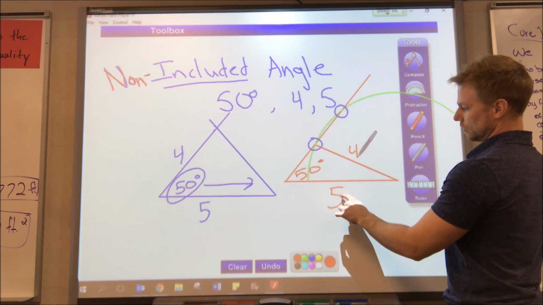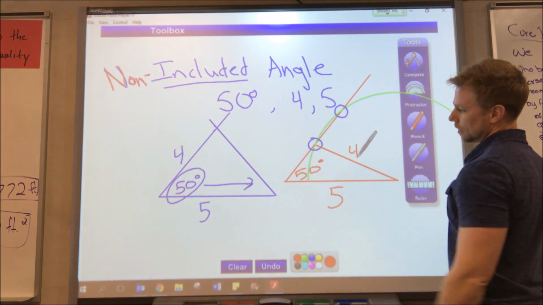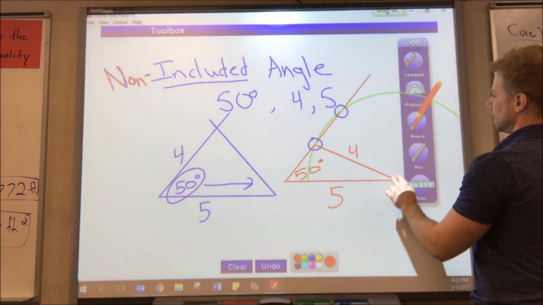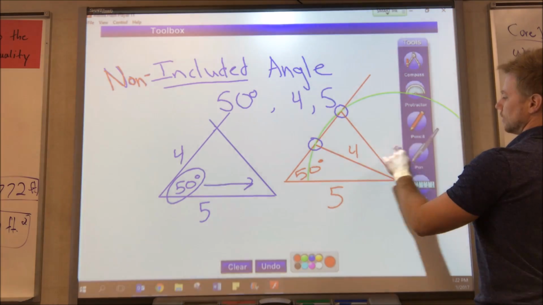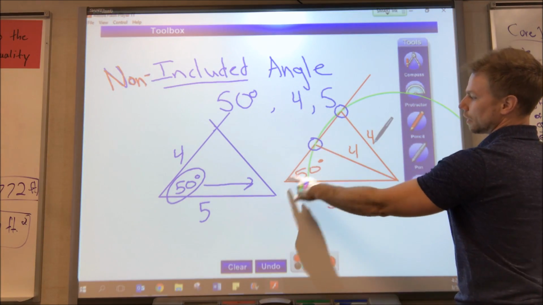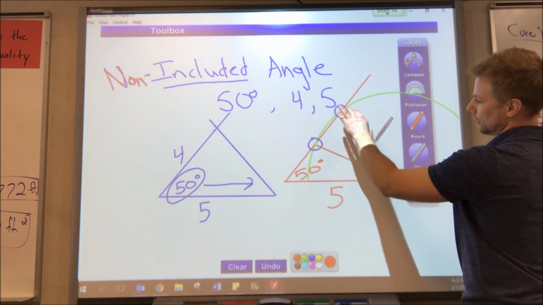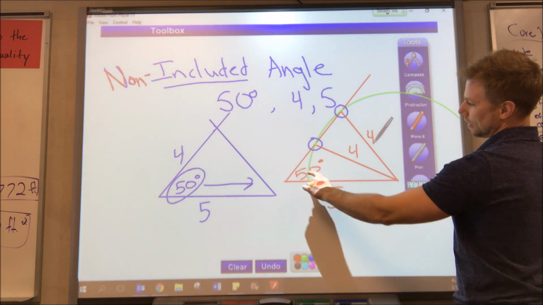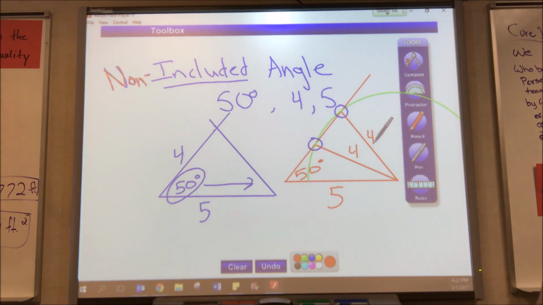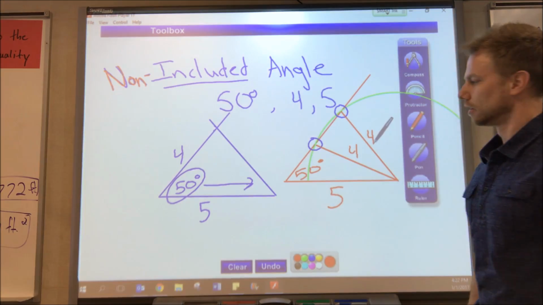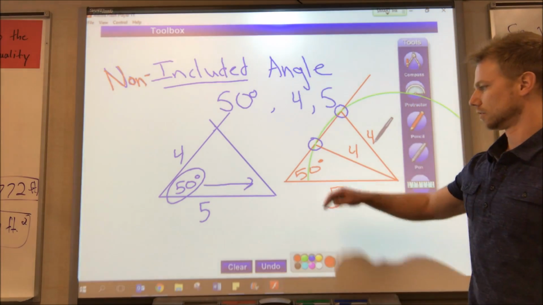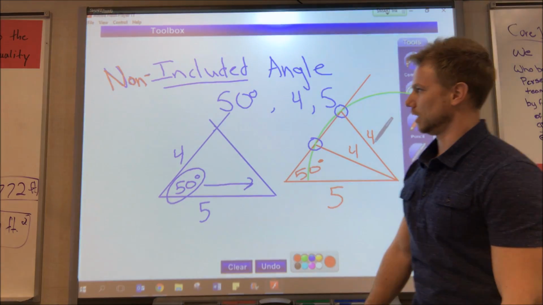That makes a triangle with sides 4 and 5 and a non-included angle of 50. I can also draw a line from the end point to this point of intersection, which gives me another bigger triangle with side lengths of 4 and 5, a non-included angle of 50. So I have a small one and I have a big one. There's actually 2 triangles that meet these conditions. There's only one for the included angle.